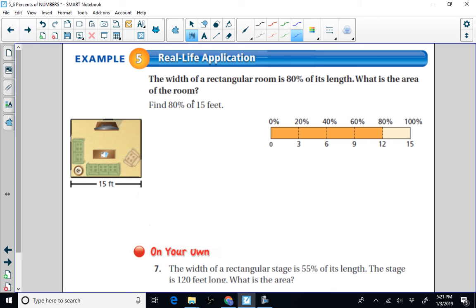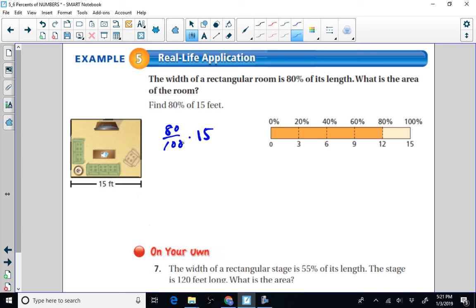Real life application here. The width of a rectangular room is 80% of its length. Find the area of the room. Well, we need 80% of 15, so we have to find 80% of 15 first. That's going to give us the width here. So 80% of 15, right, that's going to be 80 over 100. The word of is multiply, 15.